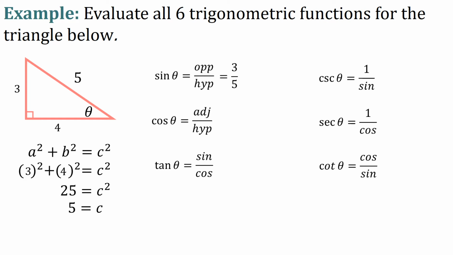Cosine is adjacent over hypotenuse, so the side directly next to our theta is 4 and our hypotenuse is 5. Now tangent is sine over cosine, so 3/5 over 4/5, and simplifying that, we're going to get 3/4. Cosecant is the reciprocal of sine, so we're going to flip 3/5 to become 5/3. Secant is the reciprocal of cosine, so we're going to flip 4/5 to become 5/4. And cotangent is the reciprocal of tangent, so instead of being 3/4, it is now 4/3.